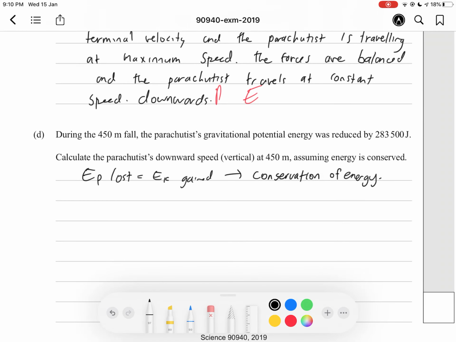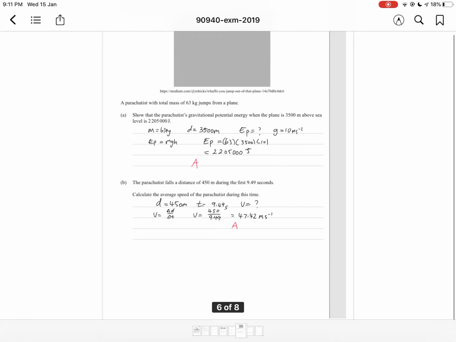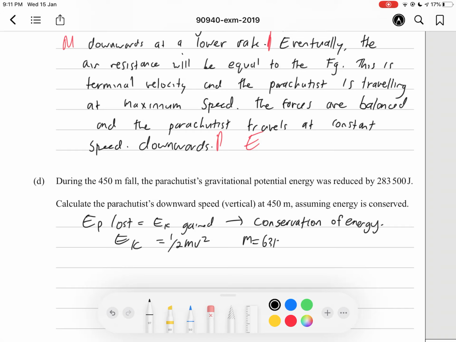Alright, so we know that gravitational potential energy was reduced by 283,500 joules, and because the parachutist was initially stationary, so when she jumps down, she starts gaining speed, we can say that the initial kinetic energy was 0. So because the gravitational energy was reduced by 283,500 joules, the EK gained was also 283,500 joules. So you know that EK is equal to half mv squared. And that means our mass, what was our mass again? Our mass was 63 kilograms. So M equals 63 kg.